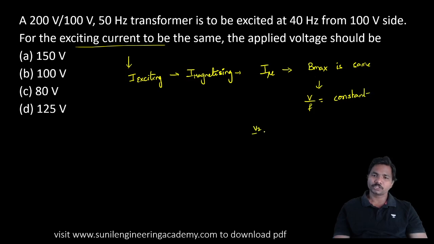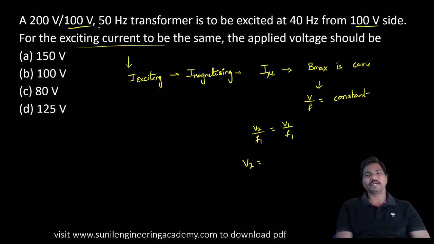So V2 by F2 is equal to V1 by F1, or V1 by F1 is equal to V2 by F2. We want to find V2, which is equal to V1 into V2 by F2. Here it is excited on which side? The 100 volt side, so 100 volt is V1. Don't get confused here. Exciting on the 100 volt side means we have to take V1 as 100 volt. If they are exciting the 200 volt side, we have to take 200 volts.